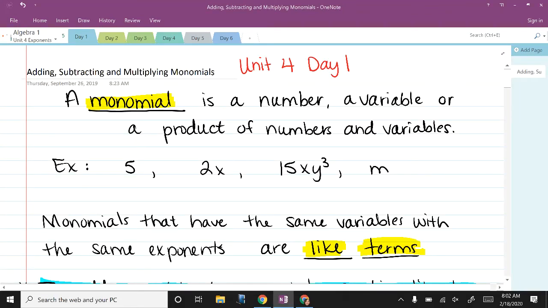So today we're going to start Unit 4, and Unit 4 starts our unit on exponents and exponential functions.